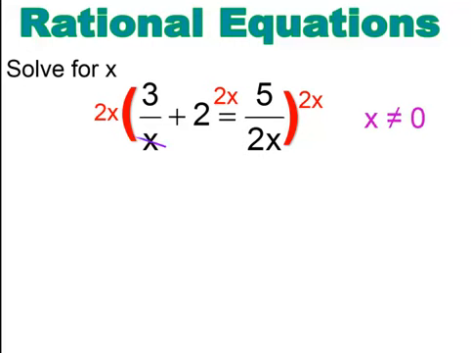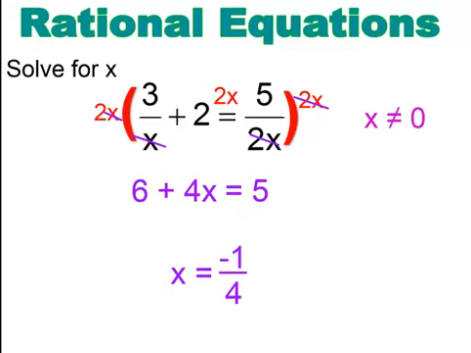Now I'm going to simplify, and you see that this x canceled. I'm left with 2 times 3. I get 6. And then I have plus 2 times 2x, which is going to be plus 4x. Equals, and then the 2x's are going to cancel out, and I'm left with 5. And now I'm going to solve the equation, and you should end up with x equaling negative 1/4. And you see here that x can equal negative 1/4, it just can't equal 0.